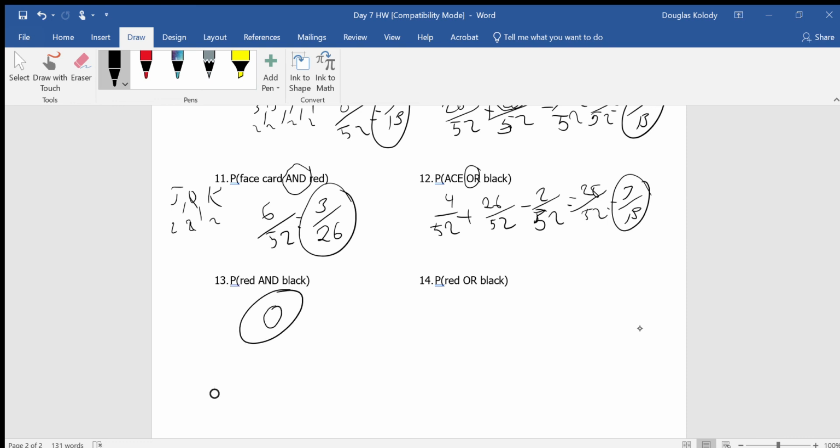And last but not least, red or black. There are 26 red cards in the deck out of 52, plus 26 black cards out of 52, and there is no overlap because a card cannot be red and black at the same time, so nothing to subtract. So that's all 52 cards out of 52, which is 1.